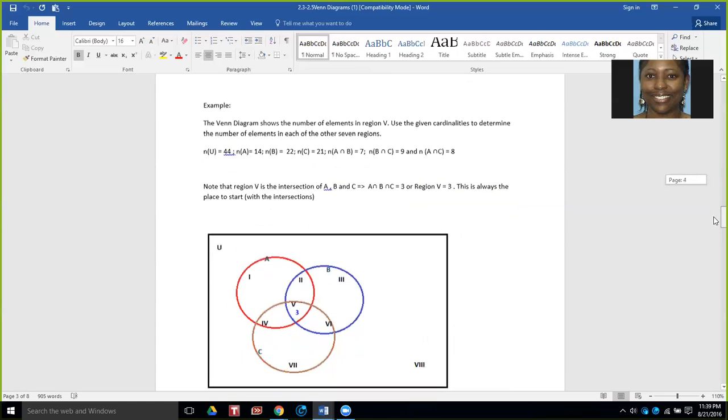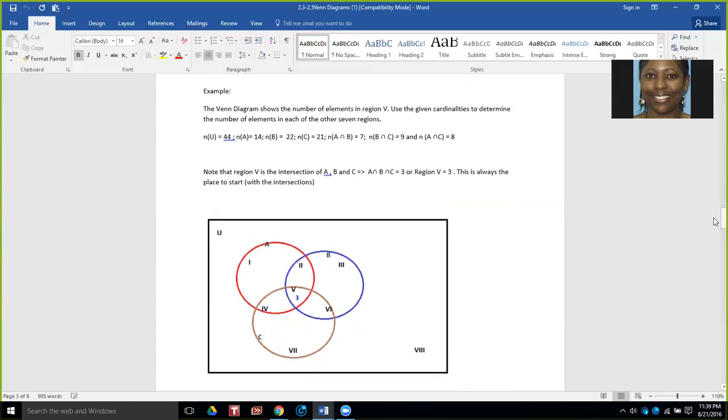And so now when we get into more complicated things, such as this one, the Venn diagram shows the number of elements in region 5. And so when you are working a problem, the place that you want to start is the intersection of all 3. Because once you can do that, then you can go to the other intersections. Okay? So you're given the number of elements in the universal set. So all of these 1 through 8 added together should be 44. You're given the number of elements in A, B, C. You're given the intersections, which is very good. So you want to start with the intersections.